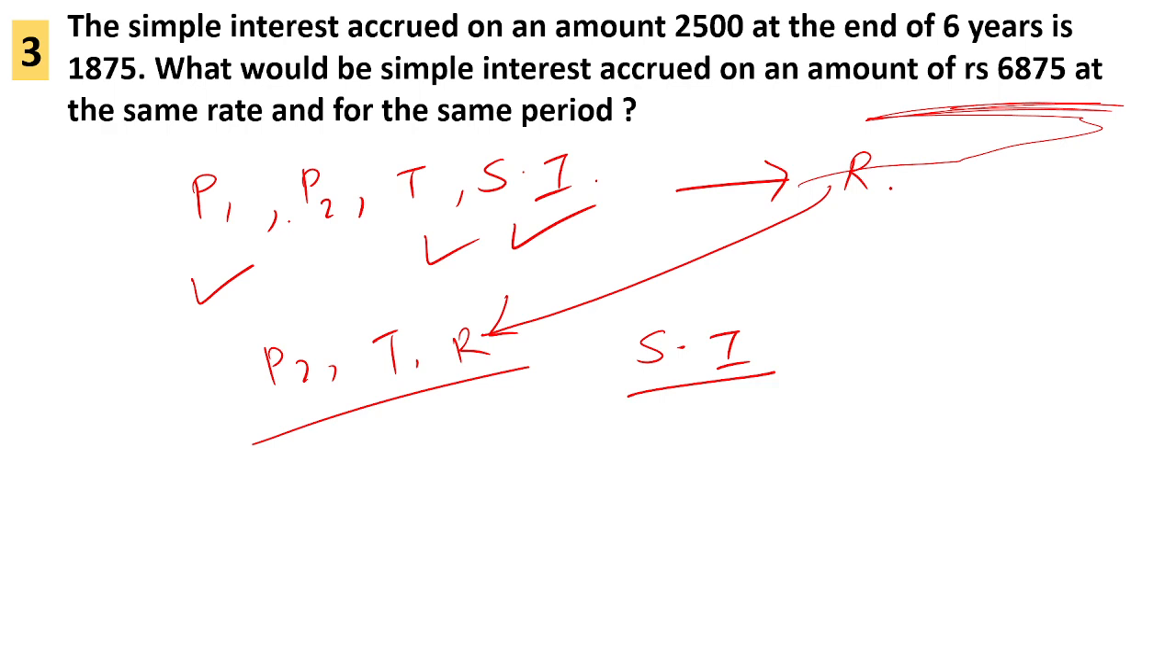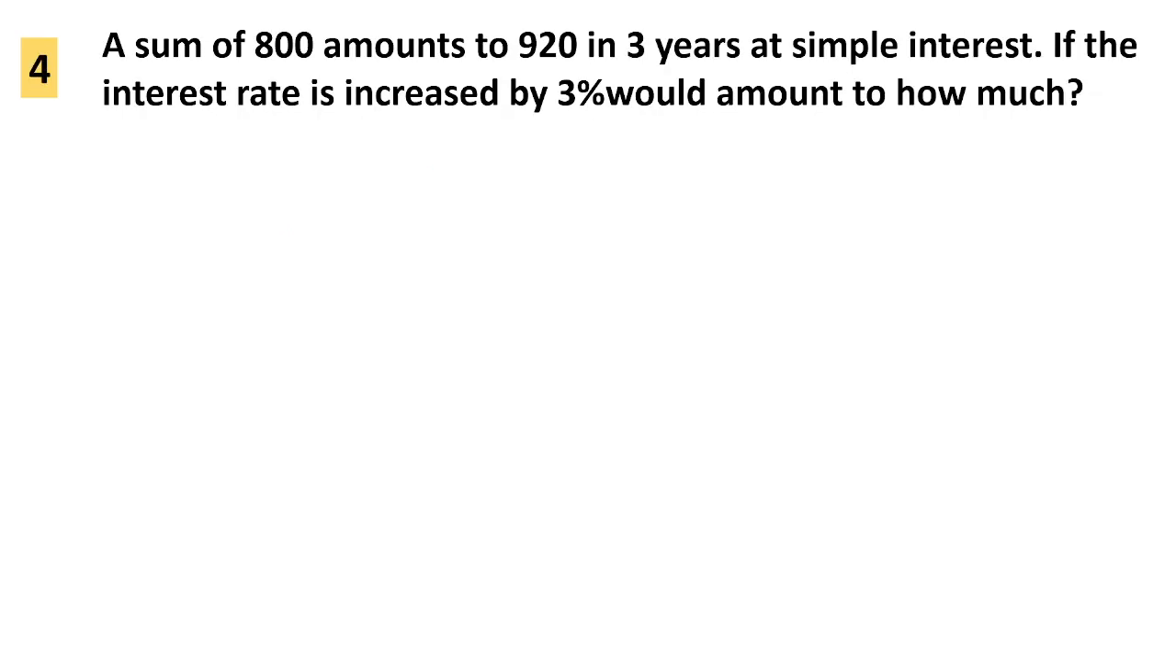So let's move toward the next question. This one was the third one. A sum of 800 amounts to 920 in 3 years at simple interest. If the interest rate is increased by 3%, what would the amount be? First, read the question properly again to get the given details.